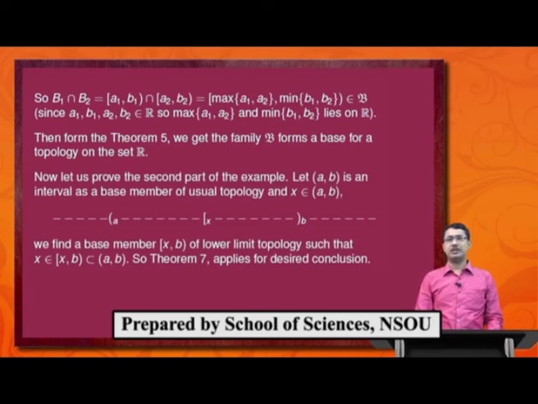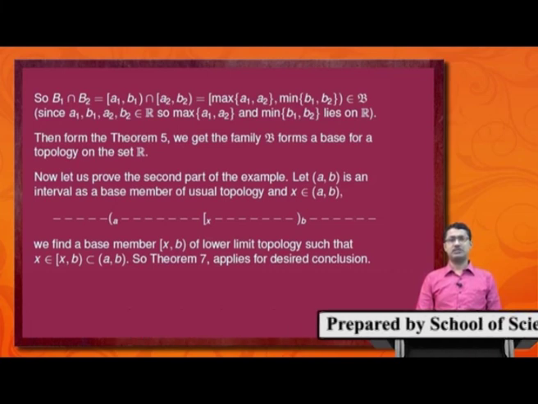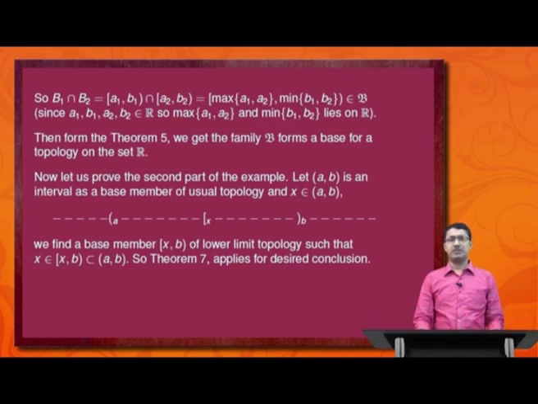Let (a, b) be an open interval, a base member of the usual topology, and x belong to the open interval (a, b). Then from the picture it is obvious that x lies between a and b. So we get a base member [x, b) of the lower limit topology such that x belongs to [x, b), and that is a subset of the open interval (a, b). So theorem 7 applies and gives the desired conclusion. That means the lower limit topology is stronger than the usual topology.